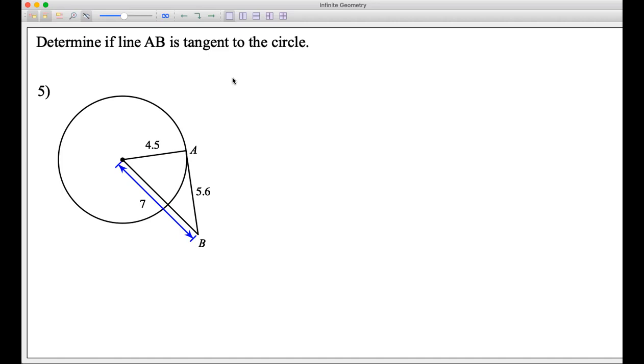This is questions 5 through 9. All you're going to do is assume it's a right triangle and see if it really is. Just use the Pythagorean theorem. If it is a right triangle, then it is a tangent. If it's not a right triangle, it's not a tangent. How are you going to screw this up? If you misidentify the hypotenuse. Remember, the hypotenuse is opposite the right angle. And the right angle is always going to be, if it is a tangent, that intersection of the tangent and the radius.